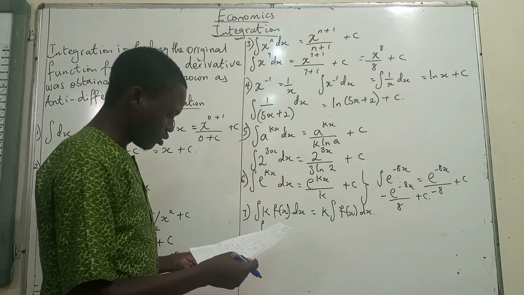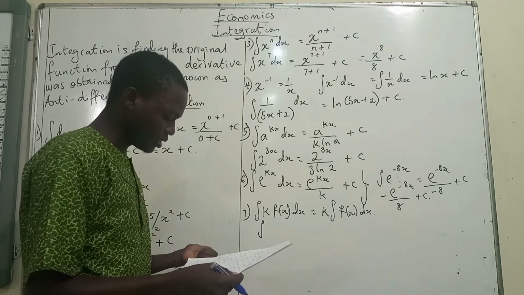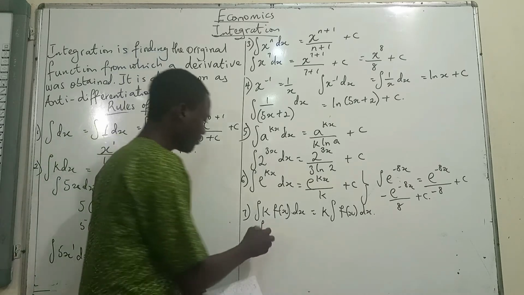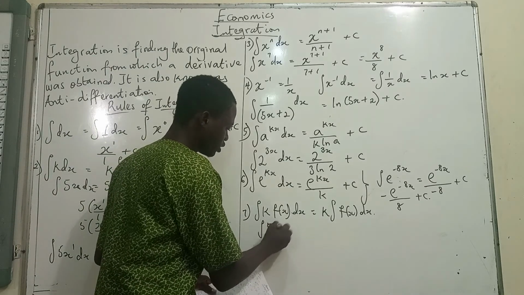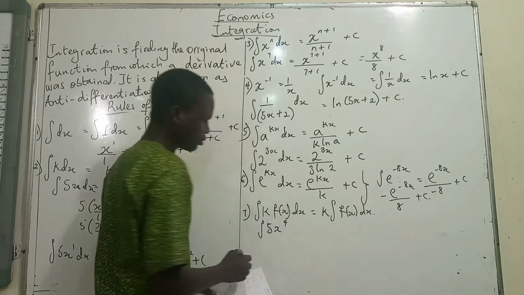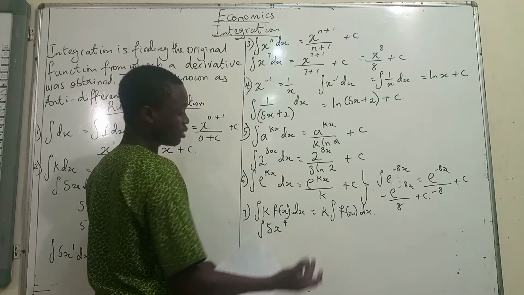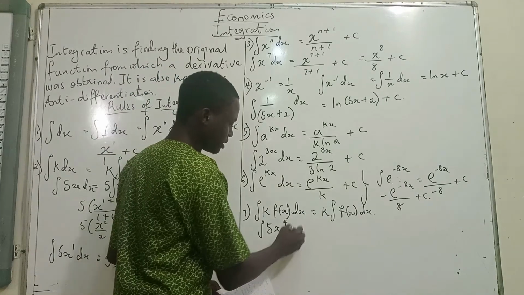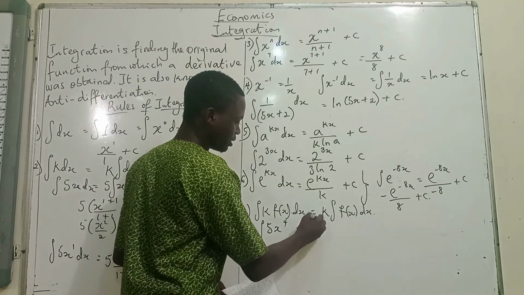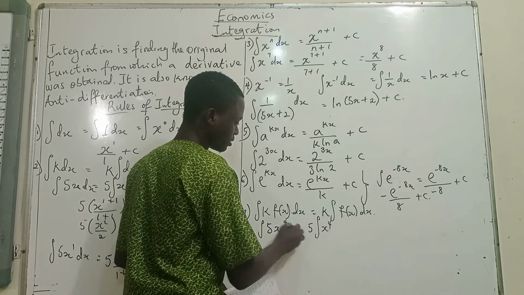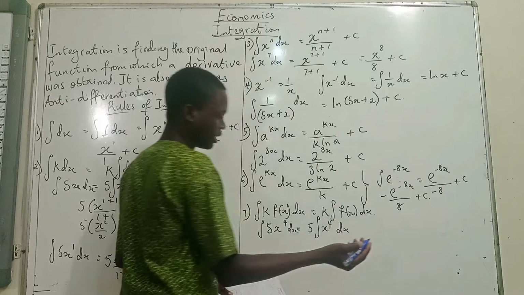5x raised by 4, so it won't look like I'm just using easy examples. Okay, 5x raised by 4, for example. Now 5 is the constant, and this is a function of x, which is x raised by 4. It can be longer than that basically. So this is saying that we'll have 5 outside, integral x raised by 4 dx. Yeah, so that's it.